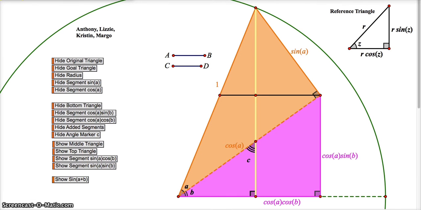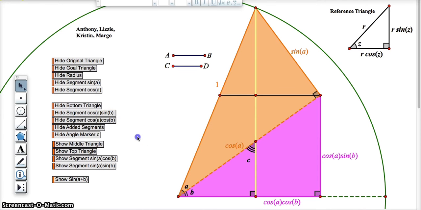From our newly added line segments, we constructed this green triangle, and by vertical angles, this angle is C as well. By definition of alternate interior angles, this angle must be B. Since the sum of the angles of a triangle is 180 degrees, and we have a right angle and some angle B, we know B and C are complementary.